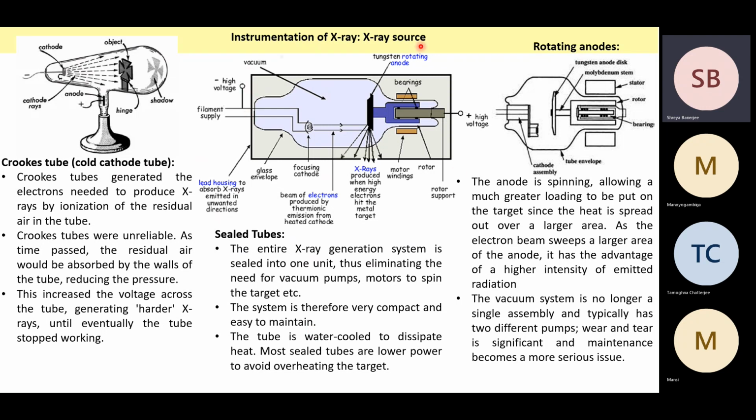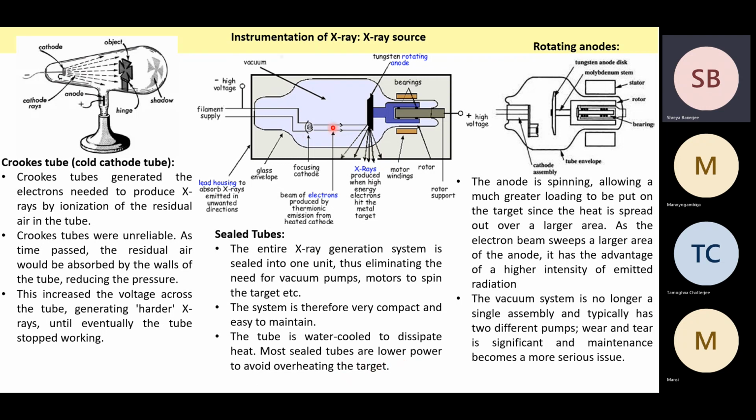So this is the system that I initially discussed during discussing the production of X-rays, where vacuum is maintained inside the cathode tube and the filament is heated and the electrons formed from the filament are accelerated towards the positively charged anode, and after colliding with the anode, the kinetic energy of the electrons is converted into X-rays. So because the entire system is sealed, it is compact and easy to maintain. The tube is water cooled to dissipate the heat. Most sealed tubes are low powered to avoid overheating the target.